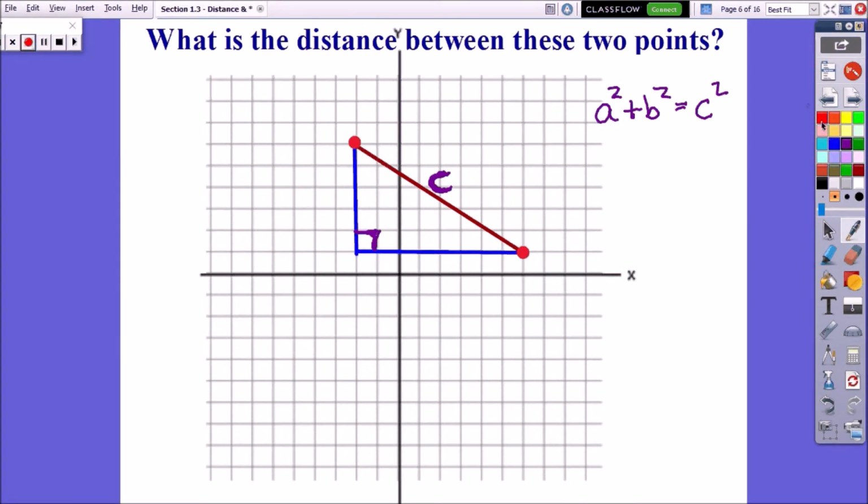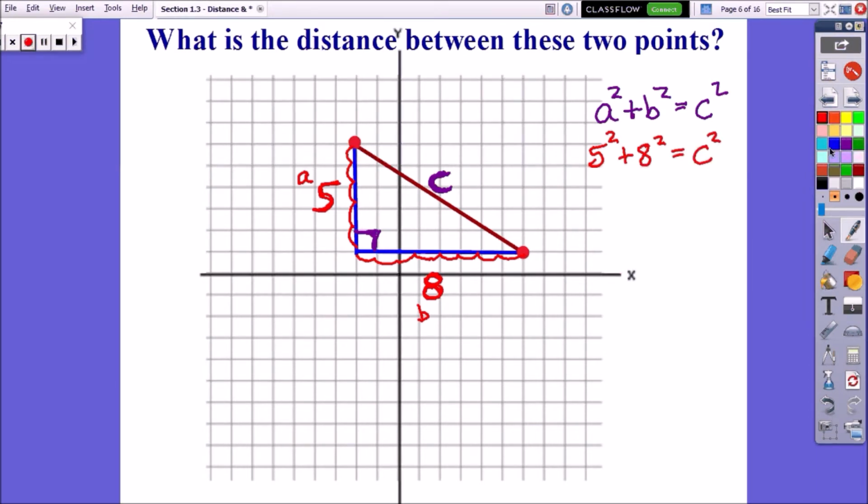Now again, to figure out the 2 legs, we just get to count. We get to go, there's 1, 2, 3, 4, 5. So this vertical piece has a length of 5. And then over here, we have 1, 2, 3, 4, 5, 6, 7, 8 units of length for our horizontal piece. So me, personal preference, I will call the 5 the A and the 8 the B. Just smaller, bigger, that's just the way I roll. So we've got 5 squared plus 8 squared equals C squared.